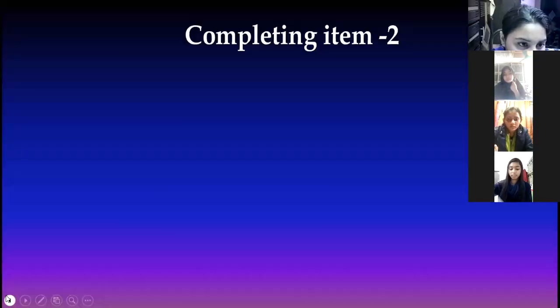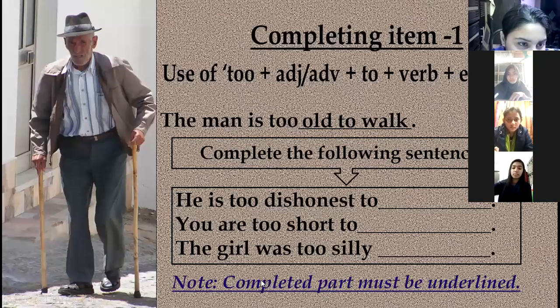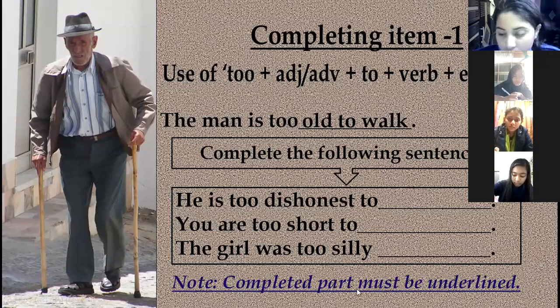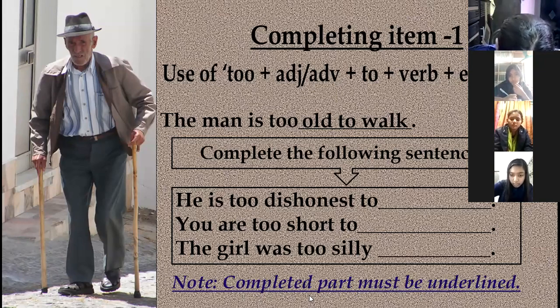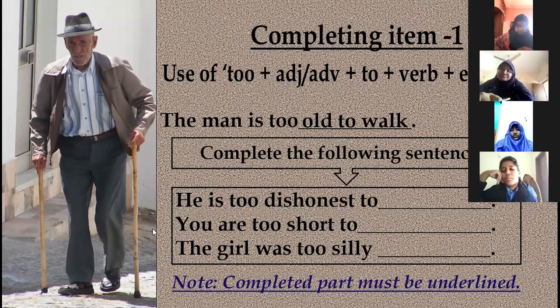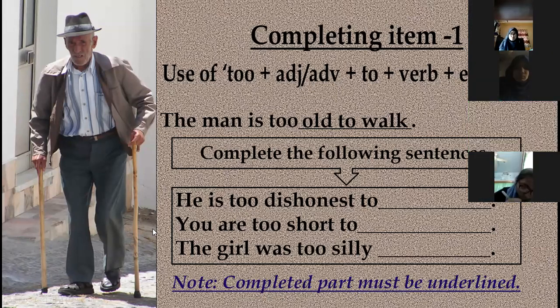Then rule number 2. Okay, there is a note here. You can see here, in blue underlined words. Completed part must be underlined. The part we write must be underlined. Completed part must be underlined. Got it?